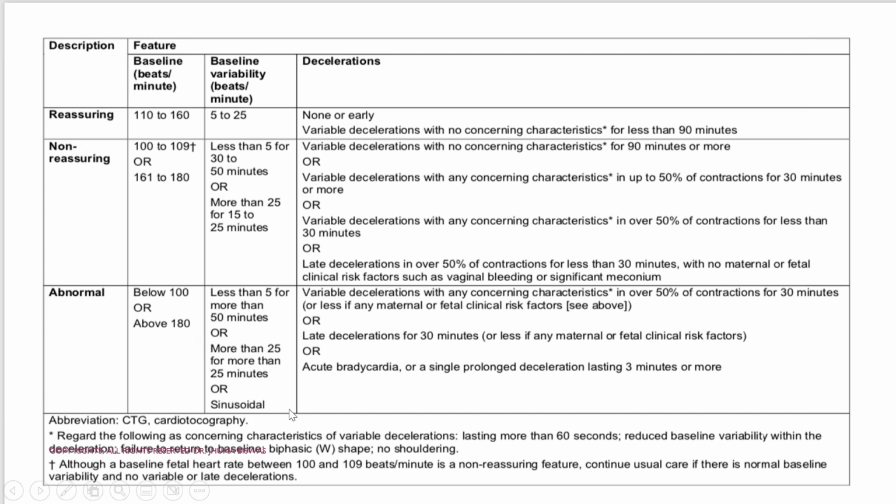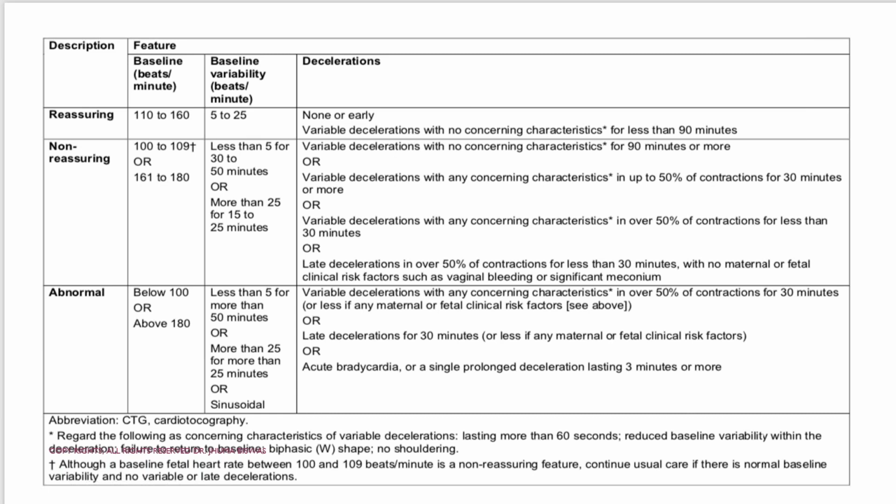Or if there is any kind of sinusoidal pattern variability, that is also abnormal. So always remember, up to 50 minutes, that is non-reassuring reduced variability, and up to 30 minutes or up to 25 minutes for more than 25 beats per minute, that is non-reassuring, but more than that, that is always abnormal.